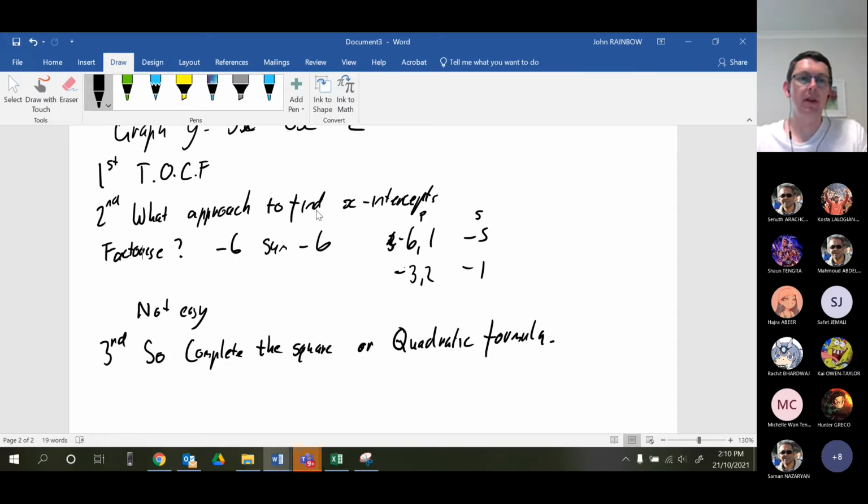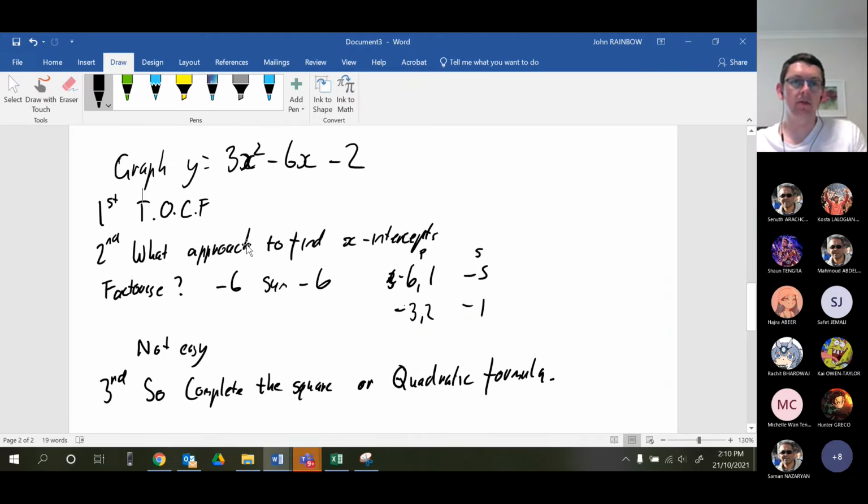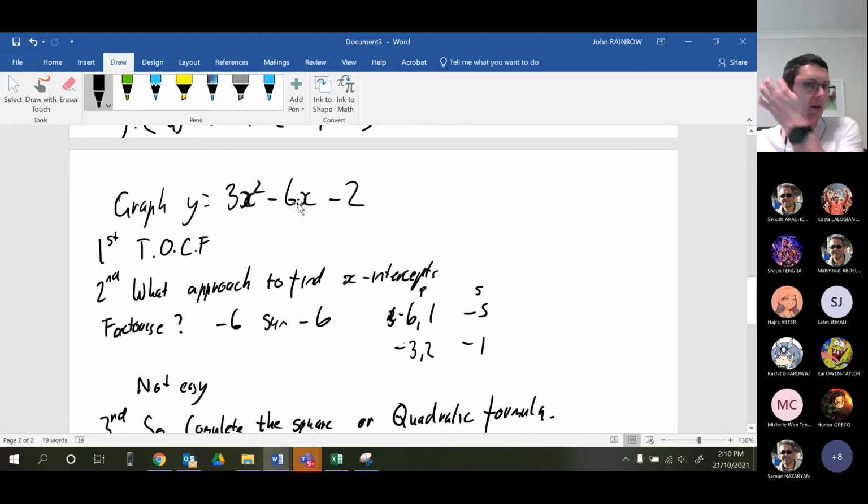So that's what I do: I always look at it and go, let me take out the common factors. Once I've done that, can I factorize it? This is too hard. I can't find anything that works because I was trying to split the middle term, but I can't find that. Okay, this is not easy. So I can either complete the square or use the quadratic formula to find the x-intercepts. I already know what the y-intercept is, right? The y-intercept is obviously going to be -2.